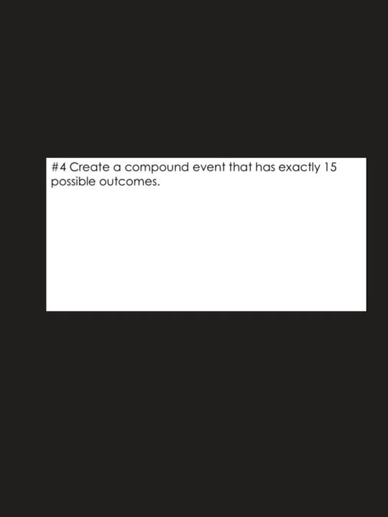For this next one, I want you to create a compound event that has exactly 15 possible outcomes. So as you're doing this, you know that it has to multiply to get to 15. Now 15, the only way you could do that is to either have something multiplied 1 times 15 or 3 times 5 or 5 times 3. So just think about that, and I want you to come up with your own scenario.